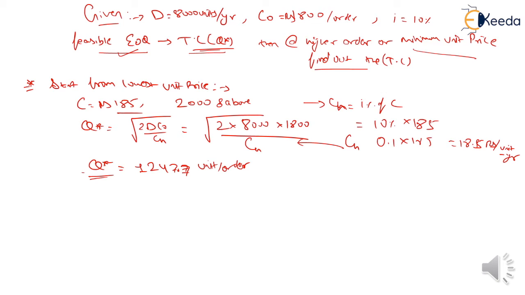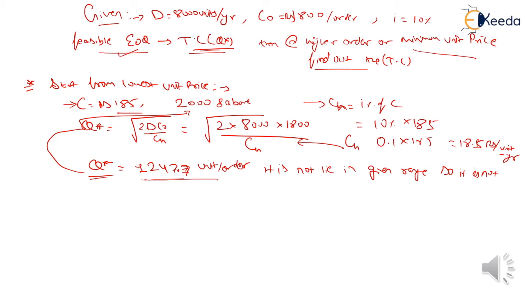Please check this Q star in the given range. The given range of lot size corresponding to unit cost rupees 185 is 2000 and above. But our Q star is 1247. It does not lie in the given range. So it is not a feasible EOQ. So let us move to the next higher unit price.